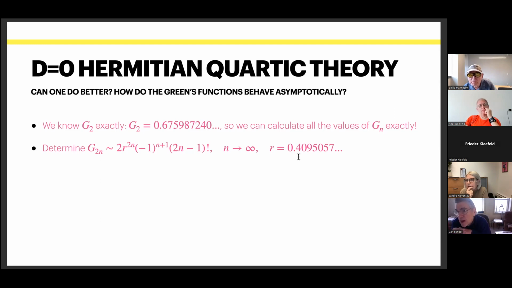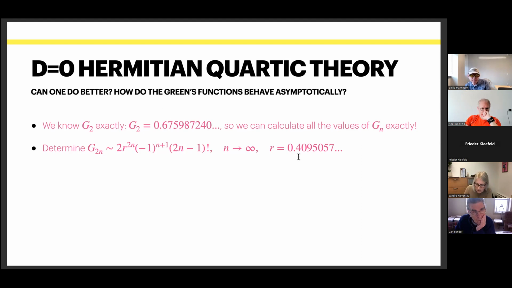This is the nth connected, okay, the nth Green's function, okay? And from the exact value, you can do an asymptotic fit, and this number comes out in the fit. So it's independent of the value of G2. That's what I'm asking. No, this comes from knowing the exact value of G2, because G2 tells us the exact value of G4 and G6 and so on. Right, we had the exact values, and so from that we can determine how this looks.